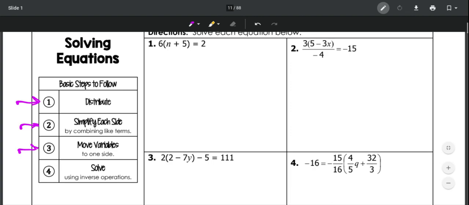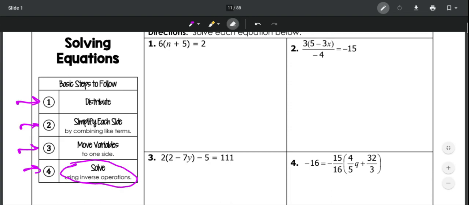Then these are the two last pieces. We're going to move our variables to one side. So we're going to isolate the variable. So we want the variable on one side, and we want just integers on the other side. Okay? Then we're just going to solve by using the inverse operations. This is why we talked about the inverse operation or the inverse property, so that we would know how to do this step once we got there. So we're basically taking everything we've done up till now and kind of combining it all into one.